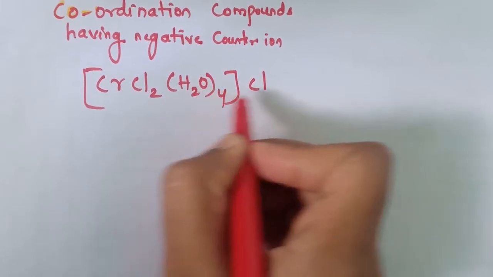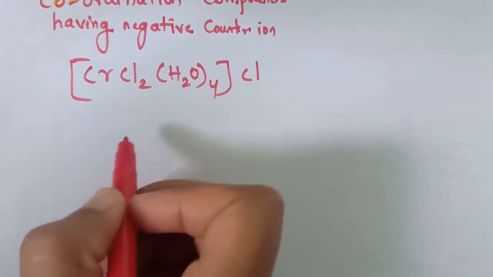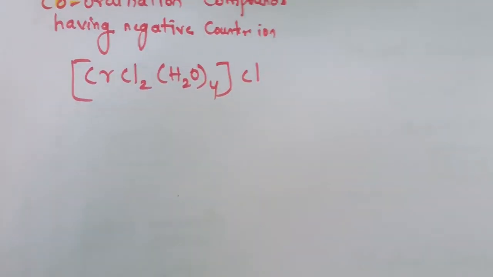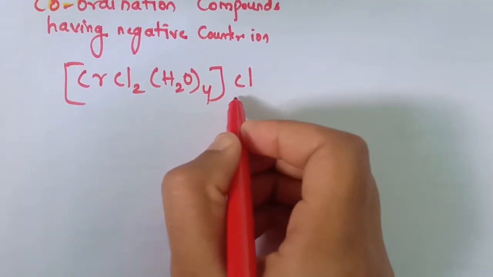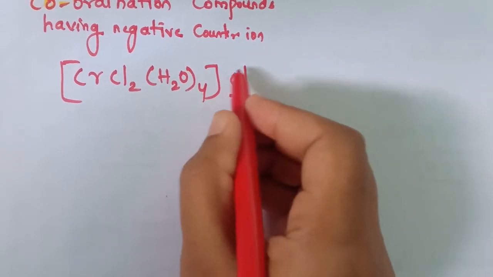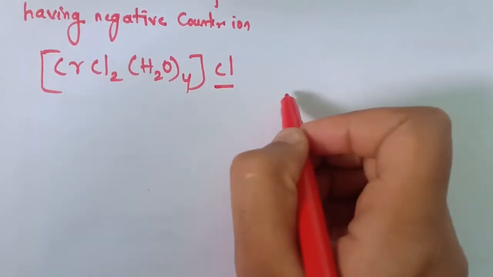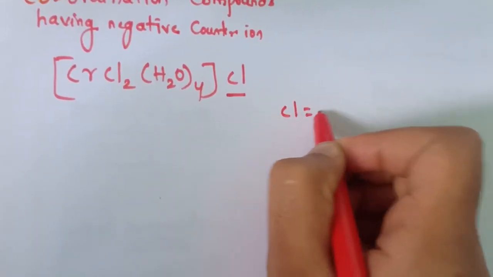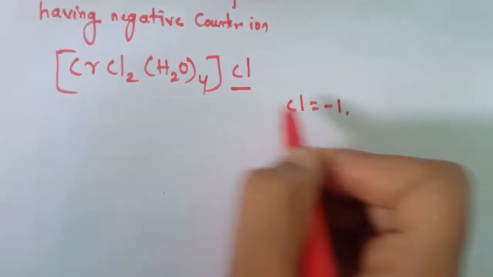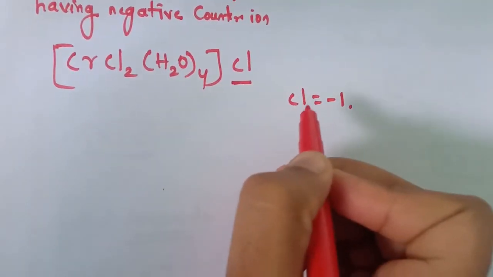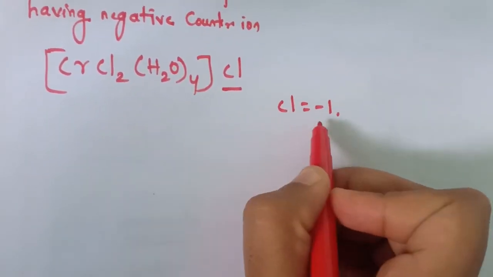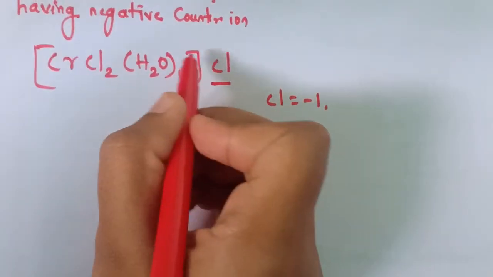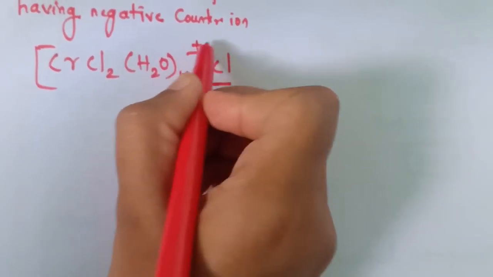[Cr(H2O)4Cl2]Cl is an example. We can calculate the oxidation number of the central metal atom here. See, here the counter ion has the charge minus 1. Cl has the charge minus 1. So the complex will have exactly the opposite charge of the counter ion. Here Cl has the minus 1 charge, so the complex will have the charge plus 1.